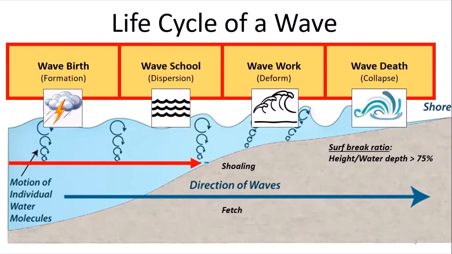Wave death, or the eventual wave collapse, occurs when the height to water depth ratio exceeds 75%. This breaking ratio is called surf.